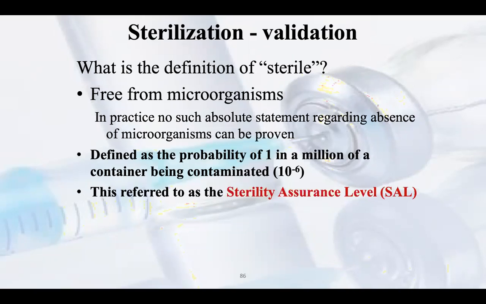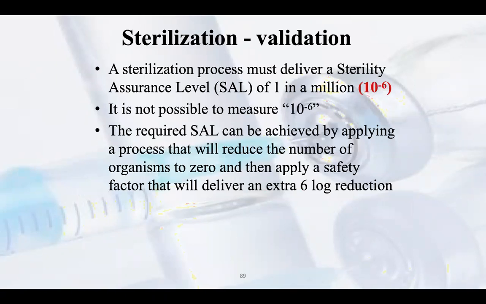Sterile must be free from microorganisms. In practice, no such absolute statement regarding absence of microorganisms can be proven, so it is defined as a probability of 1 in a million of containers being contaminated. This is referred to as the sterility assurance level. A sterilization process must deliver a sterility assurance level of 1 in a million.